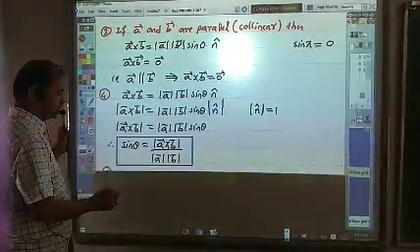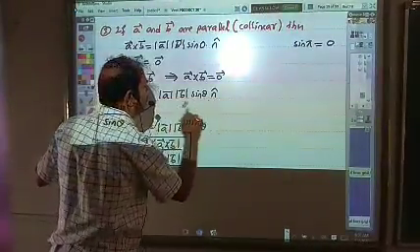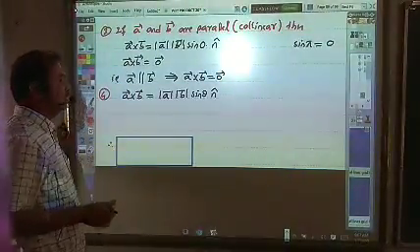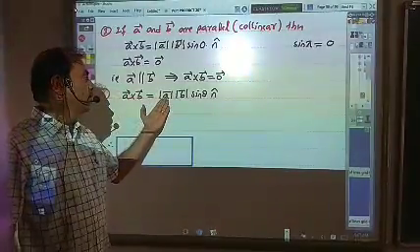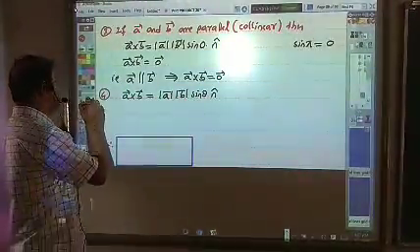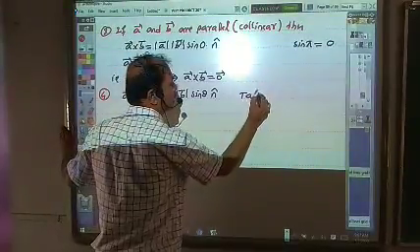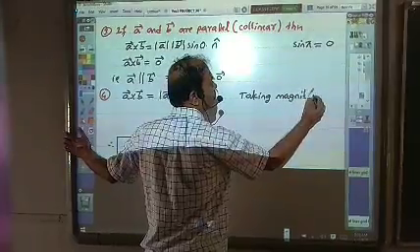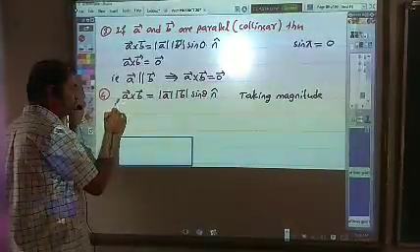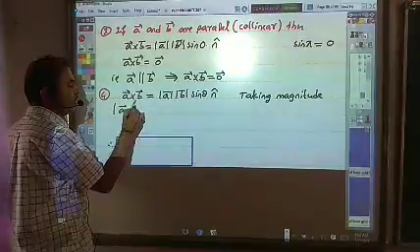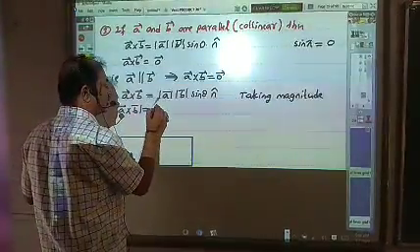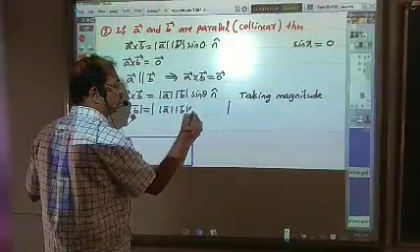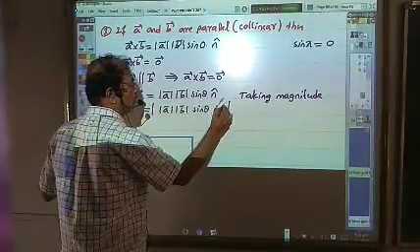Then, from this, A cross B is magnitude A, magnitude B, sin theta into n cap. Taking magnitude on both sides, it will be magnitude of A cross B. Note here, magnitude A, magnitude B, sin theta into n cap.